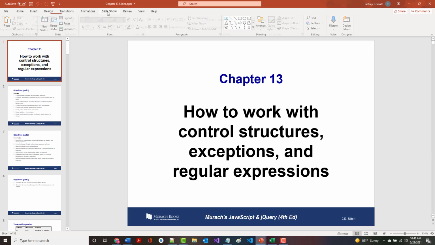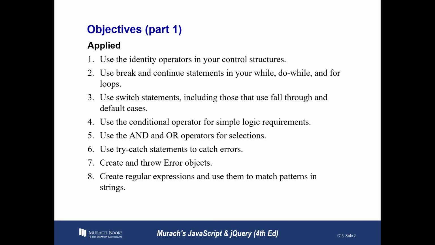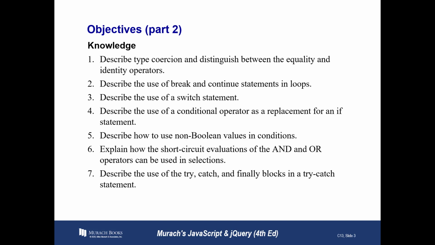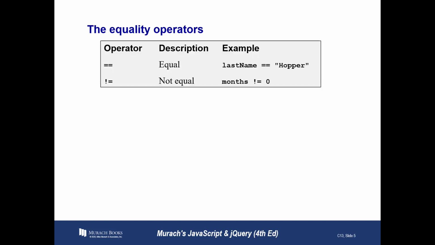As always, we begin with our applied objectives and our knowledge objectives. Again, some of this stuff has been already covered in earlier lectures. Some of it we really didn't talk much about; try, catch, and finally we'll talk about now. Notice here they've got the equality operator and then the identity operator. I'll be honest with you, I very rarely use the equality operators anymore. Just about all the time, I use the identity operators. And remember the difference between the two.